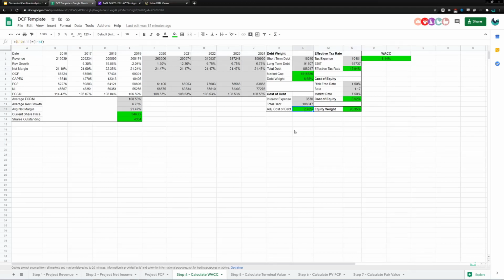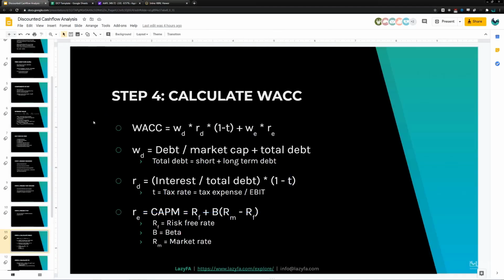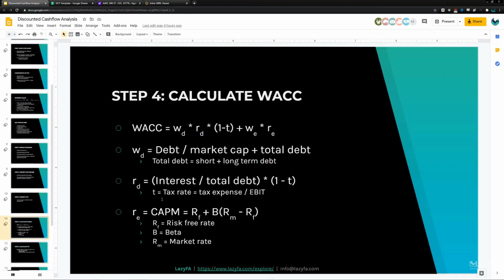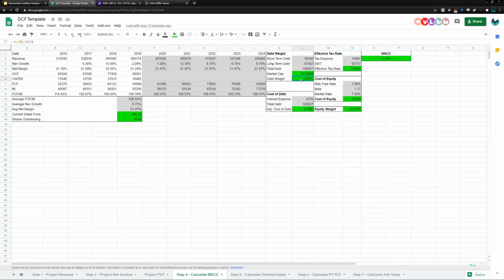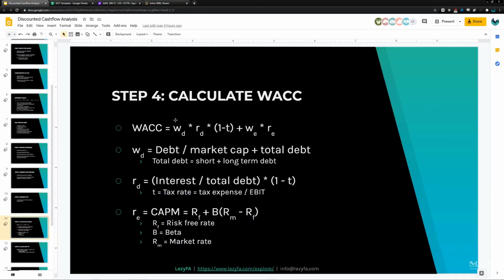So now we have two components. The third component is the cost of equity. Oh, and by the way, the weight of equity is really simple. Because we know the weight of debt, we just subtract that from 1 in order to get the weight of equity. So these two together should add up to 100%. So that part's real easy.